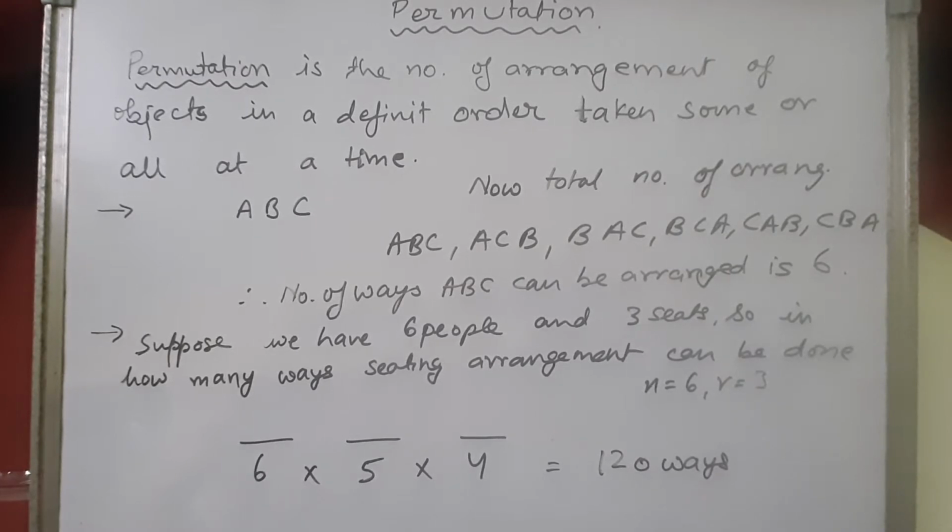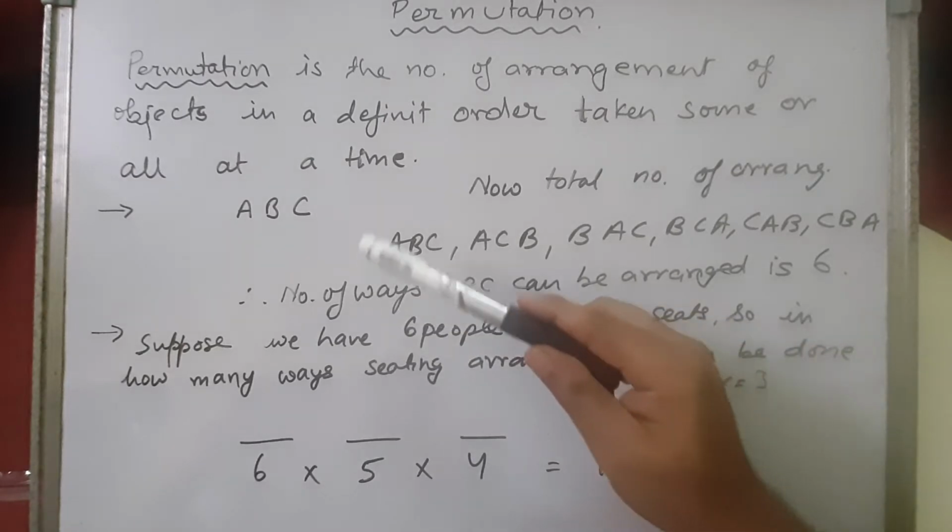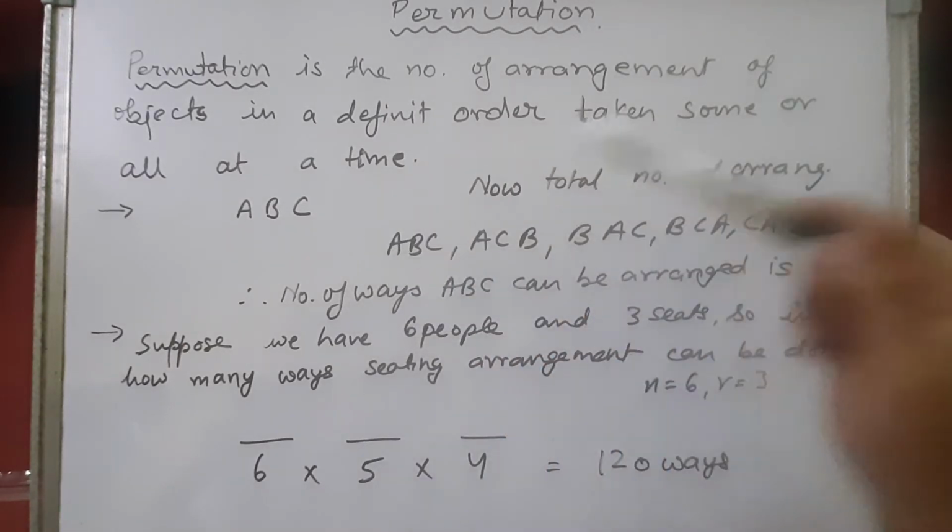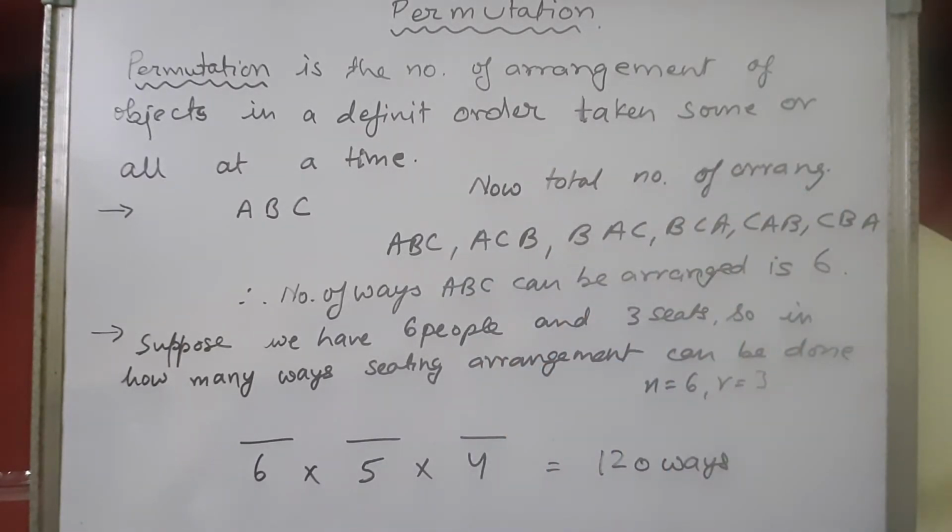Now, permutation, what I basically define, is the number of arrangements that can be done. Suppose you have to arrange three books. In permutation, order matters in a definite order. Suppose we have three books A, B, C, and we have to arrange these three books on a shelf. How many possible arrangements, how many permutations are possible? How many ways can we arrange these three books?